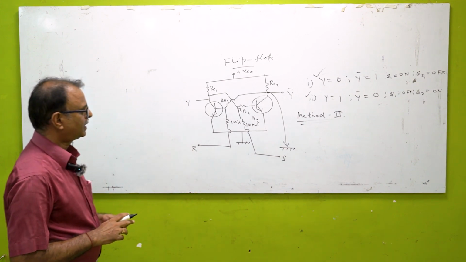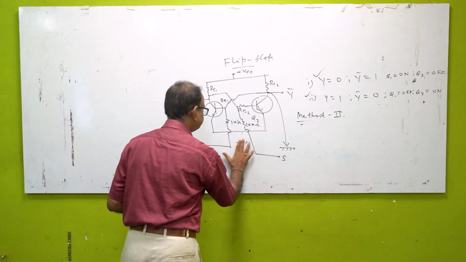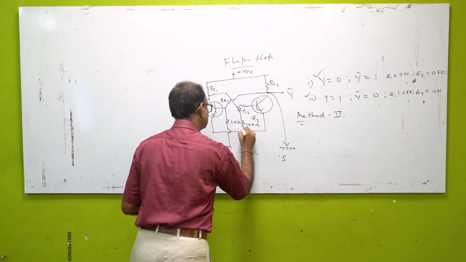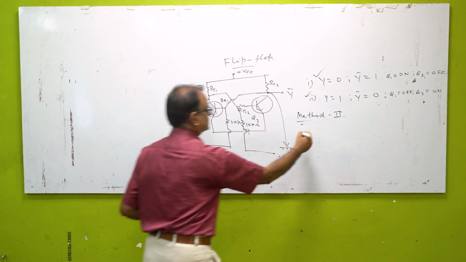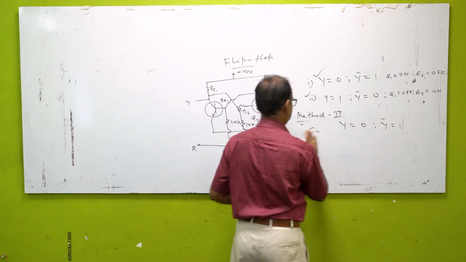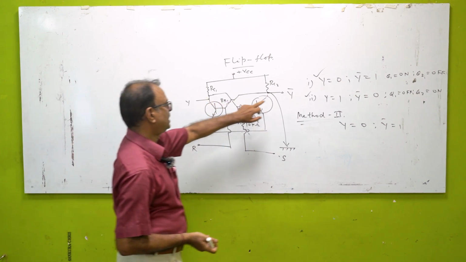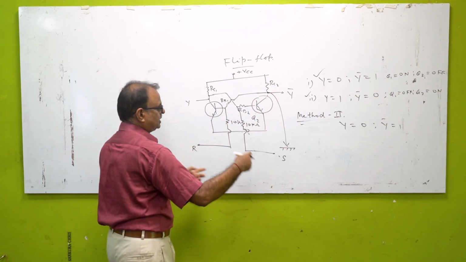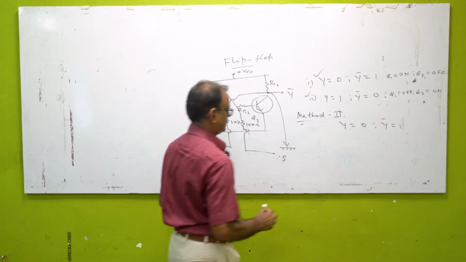To understand the operation of this circuit clearly, suppose we are starting with y equal to 0 and y bar equal to 1. So this is the initial state we are starting with. Now let us see, with the help of these two inputs R and S, how this state can change to the other state.